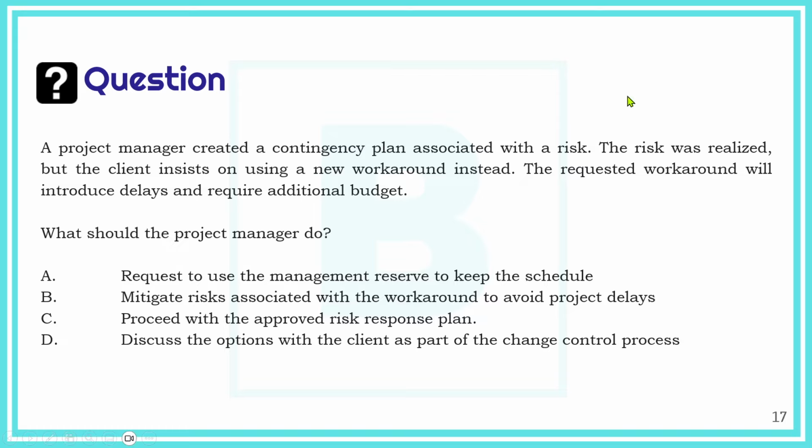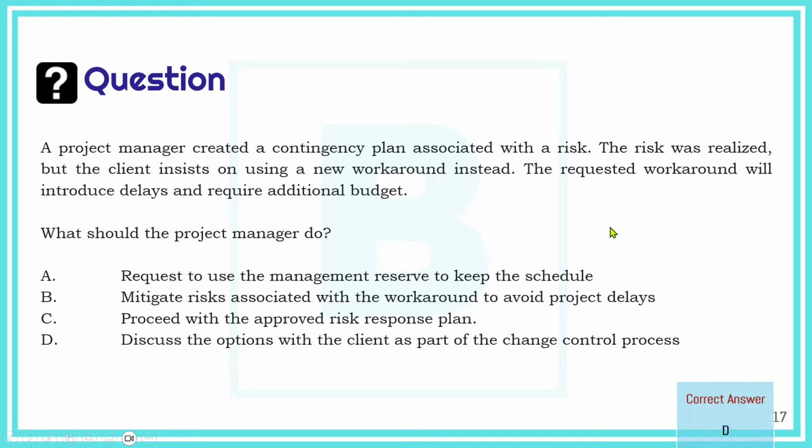Because the risk is already known. Okay, mitigate risk associated with the workaround to avoid project delays. Okay, proceed with the approved risk response. No, because actually the customer insists on using another workaround. Discuss the options with the client as part of the change control process.